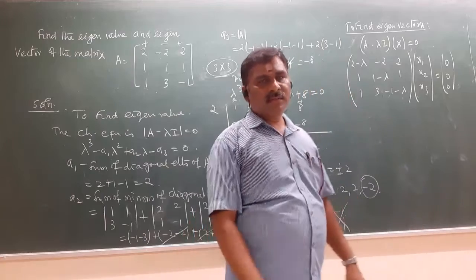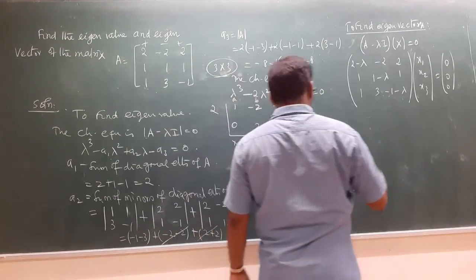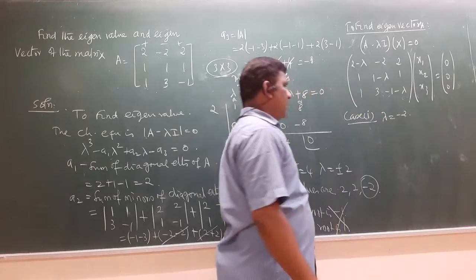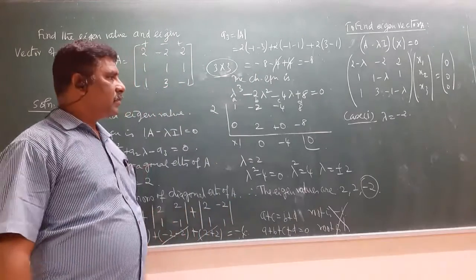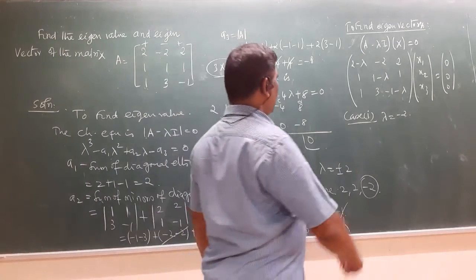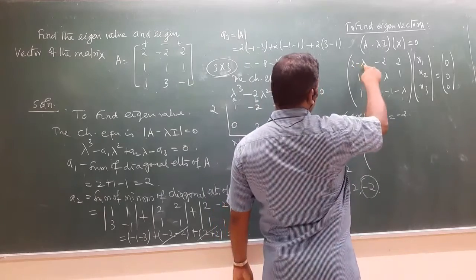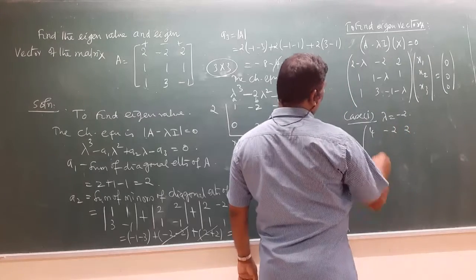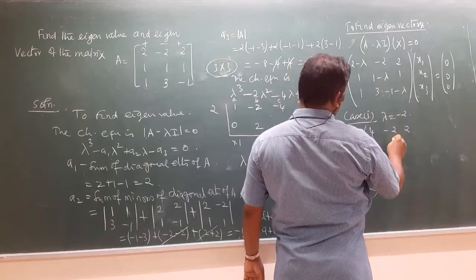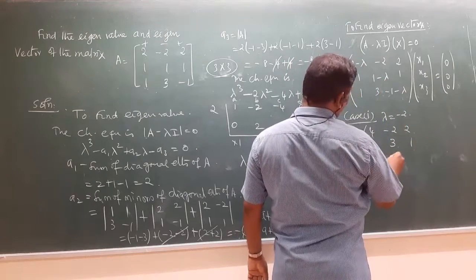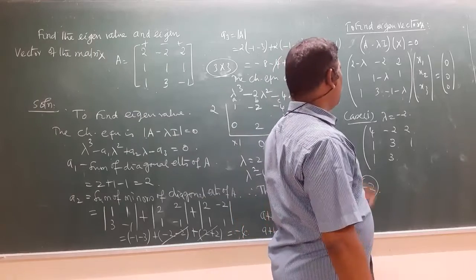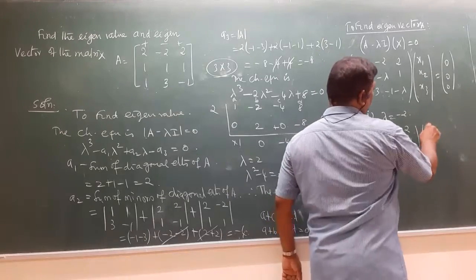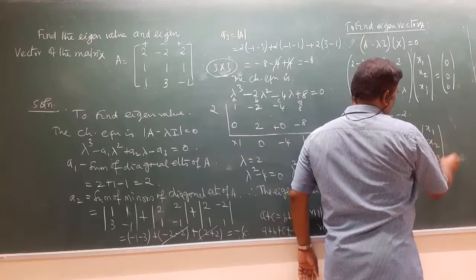So write case 1: lambda equal to minus 2. Then you can write here 2 minus of minus 2 is 4, minus 2, 2; 1, 1 minus of minus 2 is 3, 1; then 1, 3, minus 1 minus of minus 2 plus 2... so 1 here, times x1, x2, x3 equal to 0, 0, 0.